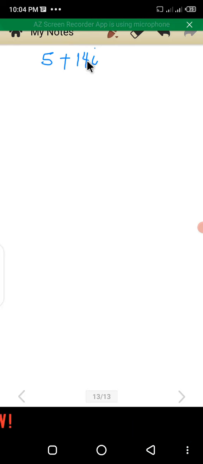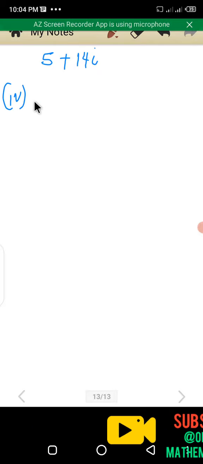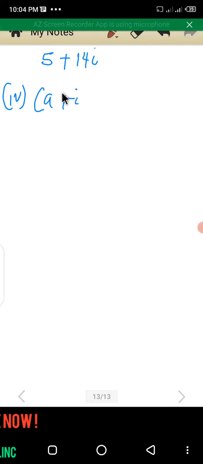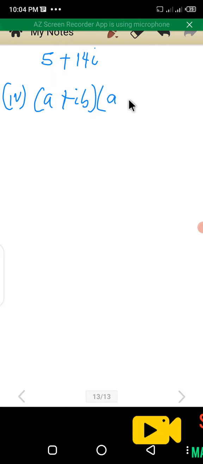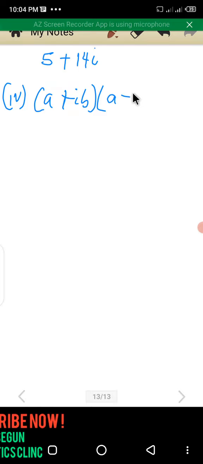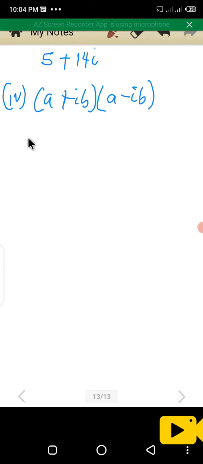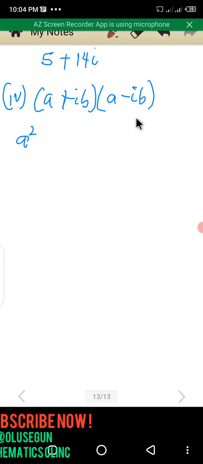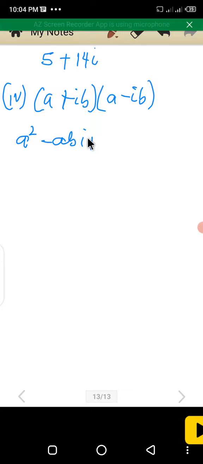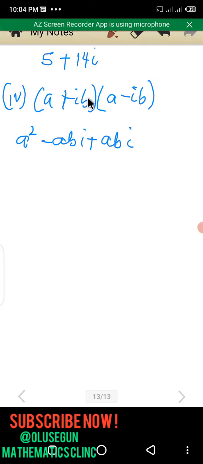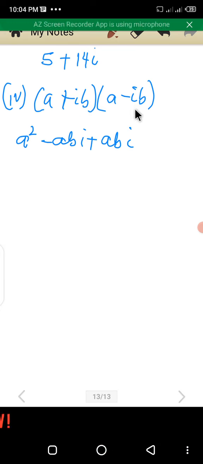So the last example, which is example 4, is a variable multiplication. A plus IB multiplied by A minus IB, that is the conjugate. So if you have to do this, it means A times A will give you A squared, A times minus IB will give you minus ABI, this is plus ABI. So therefore, this is IB multiplied by minus IB.